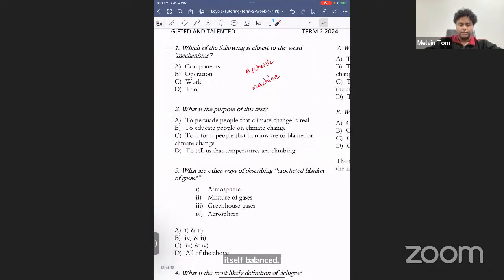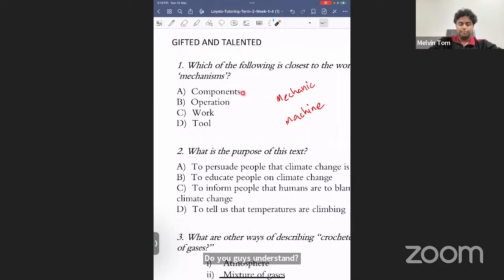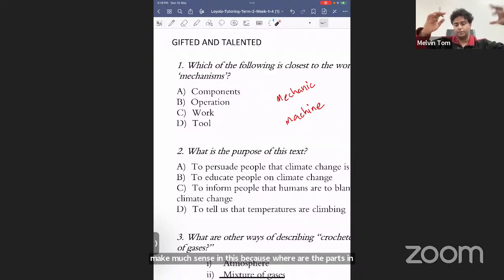So take a look. Does the word components make any sense? Components is another word for parts. So it doesn't make much sense here, because where are the parts in the sky? The Earth doesn't have parts or, I guess, tools to make it work, right? And then again, work: the regulation work goes out of balance. That doesn't make sense either.